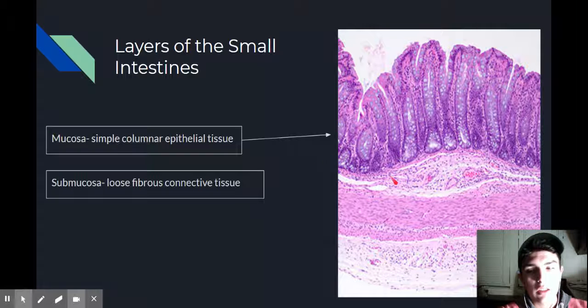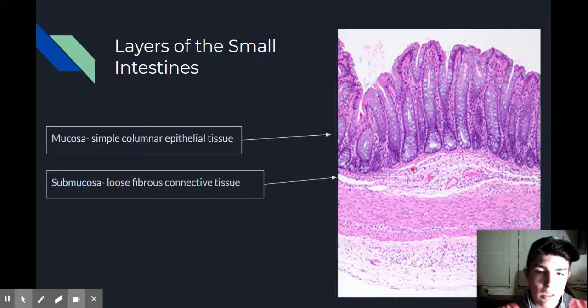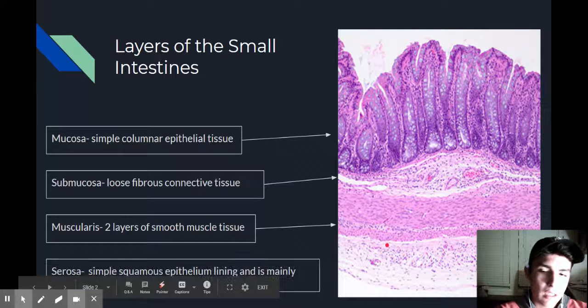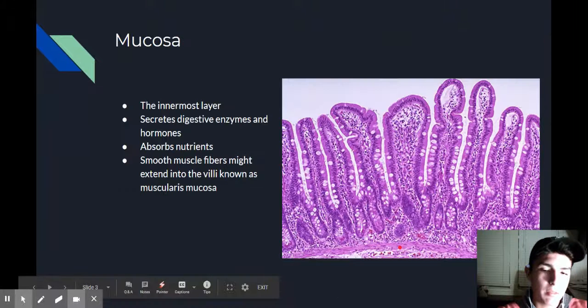Next layer down is the submucosa, which are just loose fibrous connective tissues. That's right there. And then further down, we have the muscularis, which are just two layers of smooth muscle tissues. And then we have the serosa, which are just connective tissues with a thin lining of simple squamous epithelial tissues.